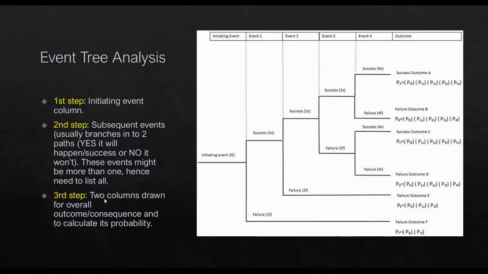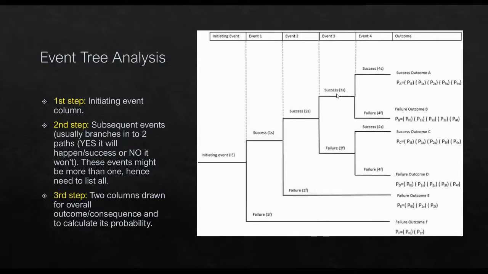And then the third step is the column drawn for the overall outcome or consequence and to calculate its probability. From the initiating event to the subsequent events, which are the consequences of the initiating event, the last layer is about the outcome, the probabilities calculation. As we can see here, our initiating event goes to event number 1, either success or failure. Same goes for event number 2, 3 and 4.